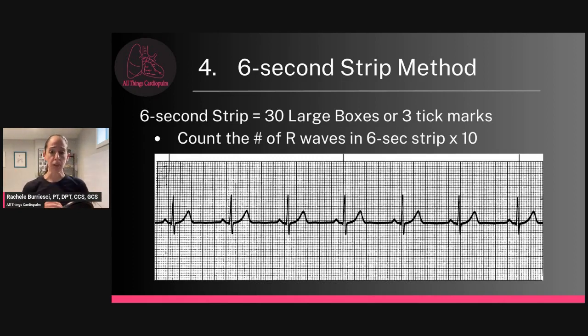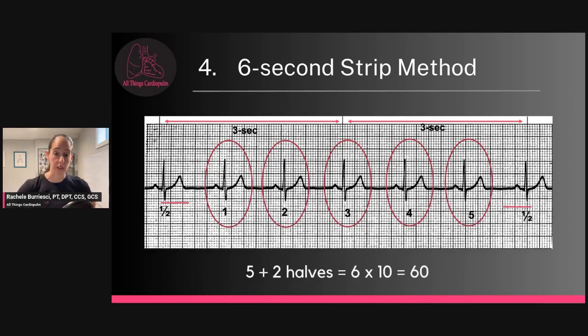Okay. So in front of us, I have a strip. It has 3 tick marks at the top, which indicates 6 seconds of time. Between each set of tick marks is 3 seconds and 3 seconds. I'm going to actually go to the next slide because I have it marked out.